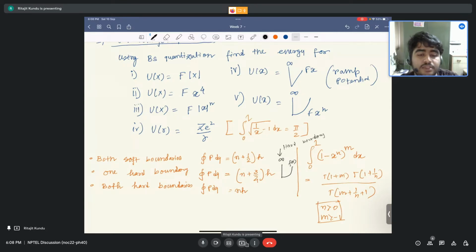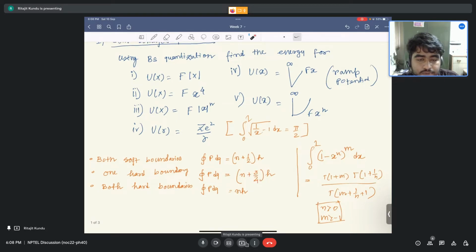So hard boundary means the boundary where the potential actually blows up, it goes to infinity. And at a hard boundary you know that the wave function should be 0. So for hard boundaries, this quantity, the integral of PdQ, should be similar, but there is a little term which is different from the previous term. So this is 3/4 rather than being 1/2, this is just 3/4.